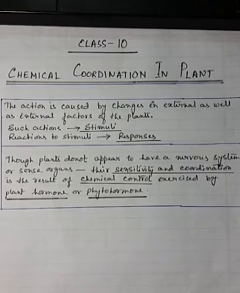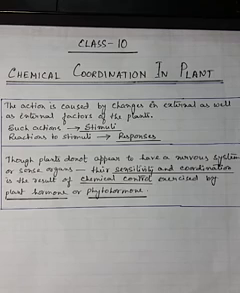Chemical coordination in plants. This is the first video for class 10. Now you know the plants don't have a nervous system, they don't have a brain also, but their different physiological activities are controlled by a specific chemical.